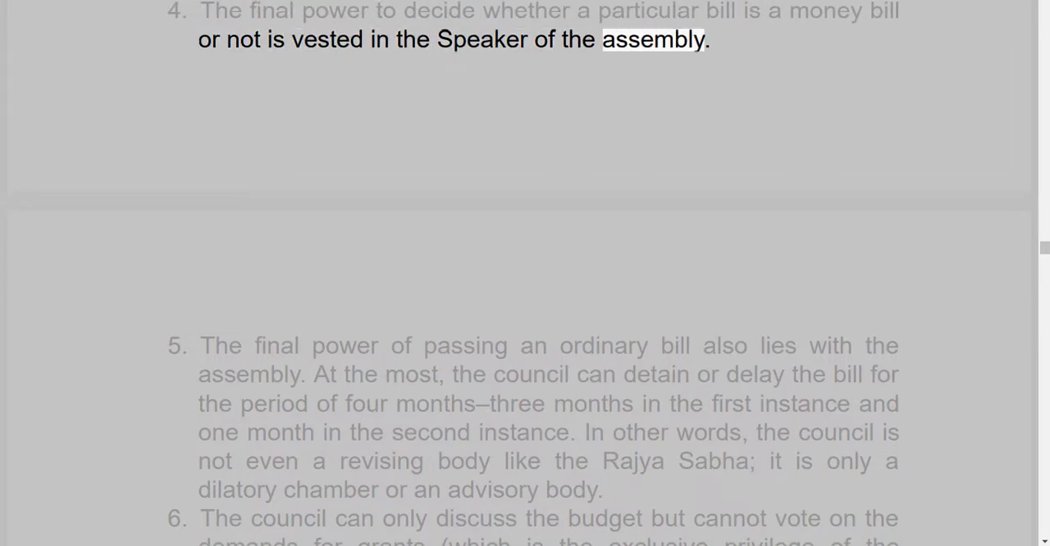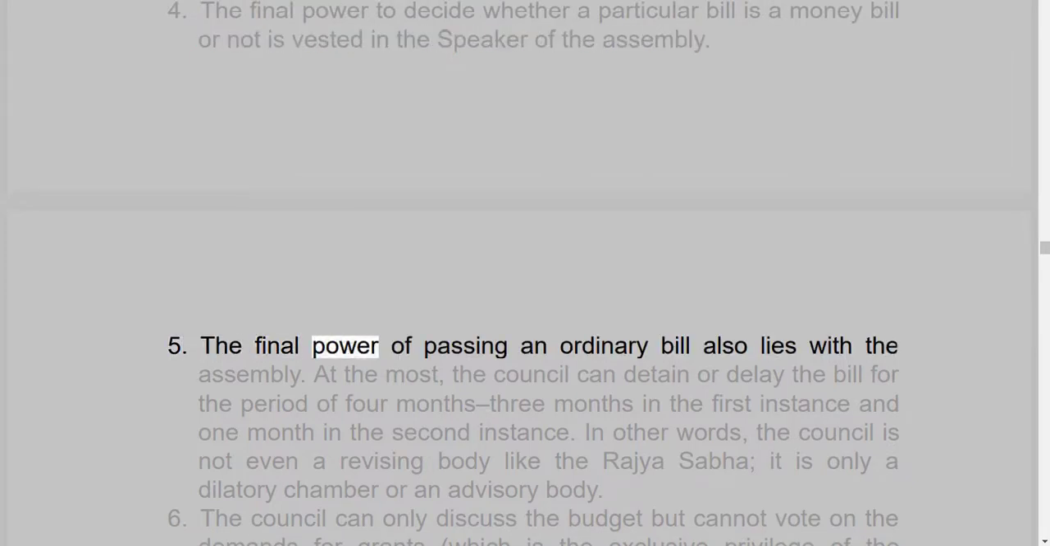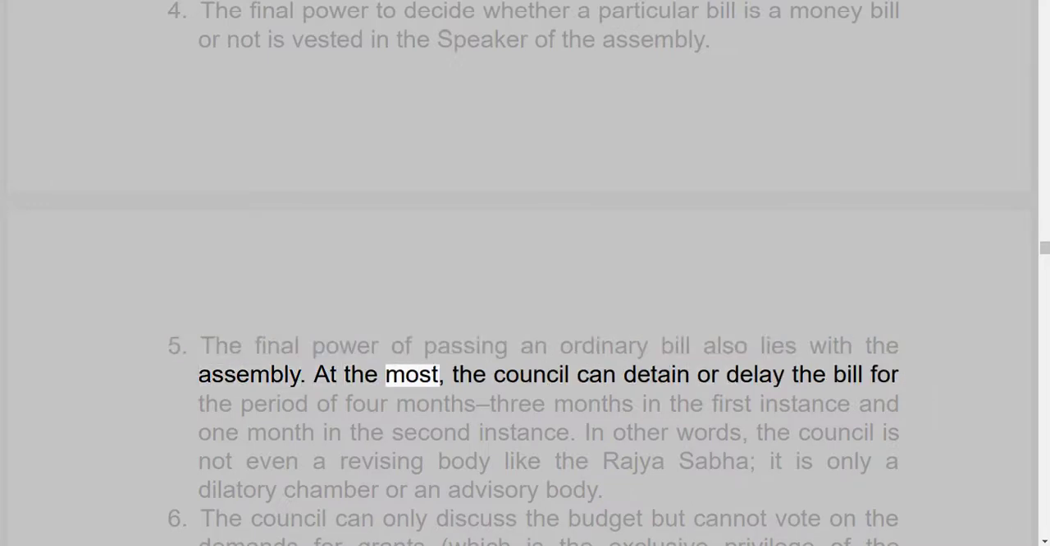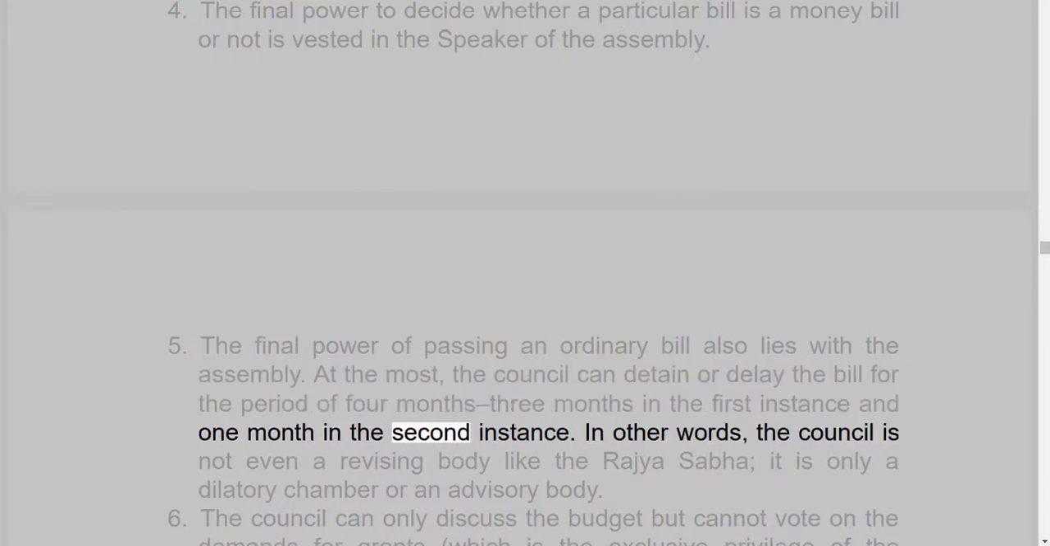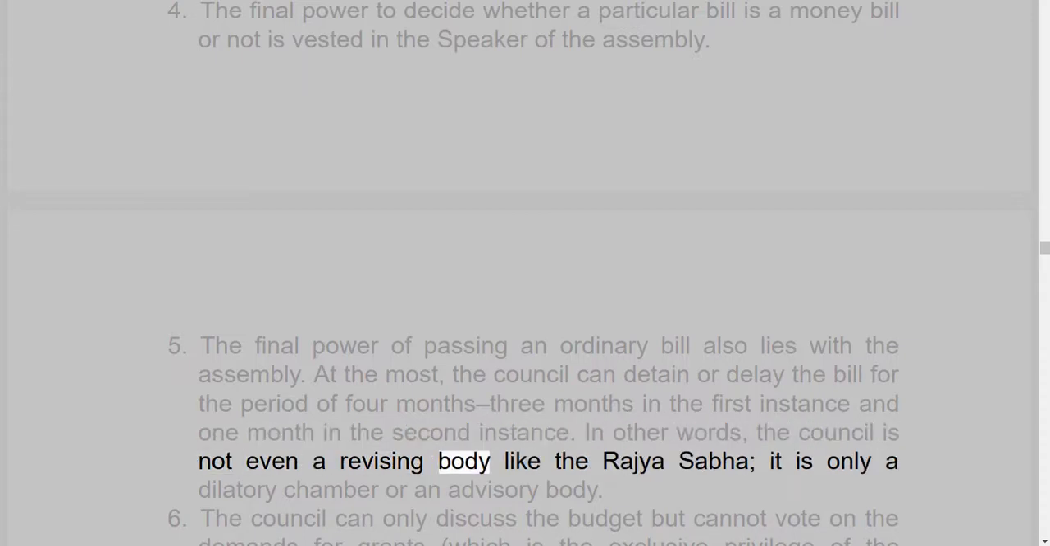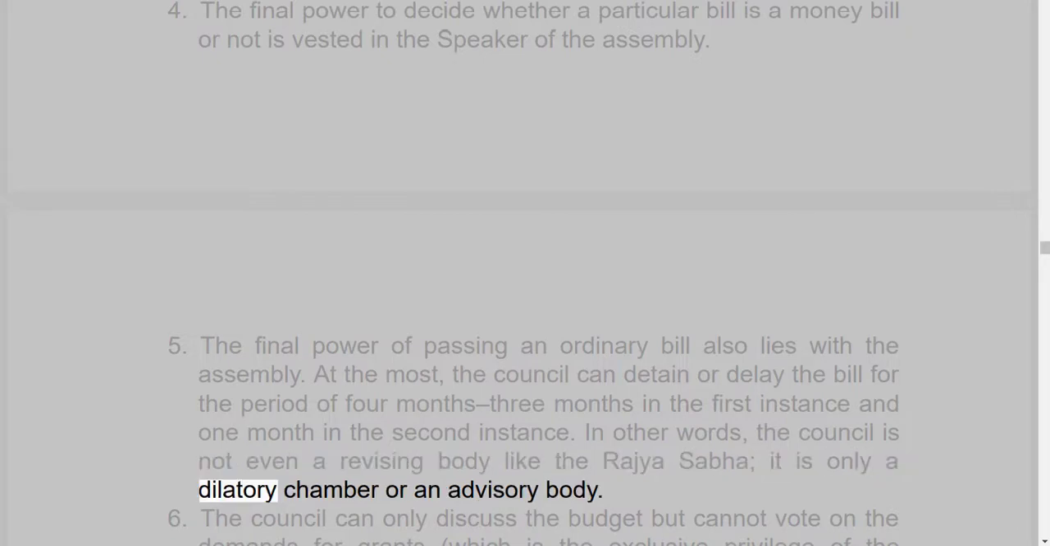Speaker of the Assembly. 5. The final power of passing an ordinary bill also lies with the Assembly. At the most, the Council can detain or delay the bill for a period of 4 months, 3 months in the first instance and 1 month in the second instance. In other words, the Council is not even a revising body like the Rajya Sabha. It is only a dilatory chamber or an advisory body.